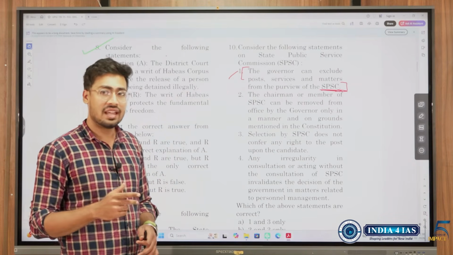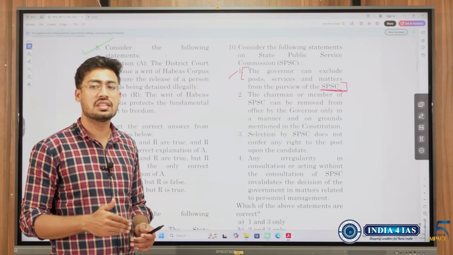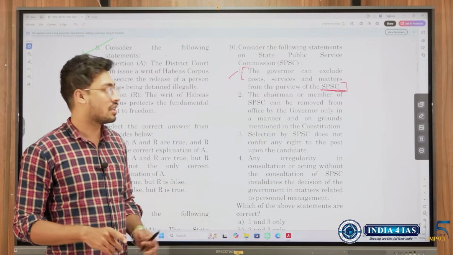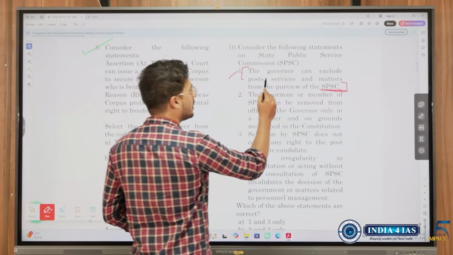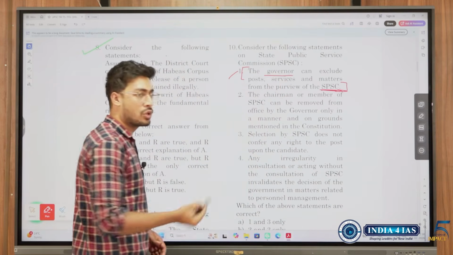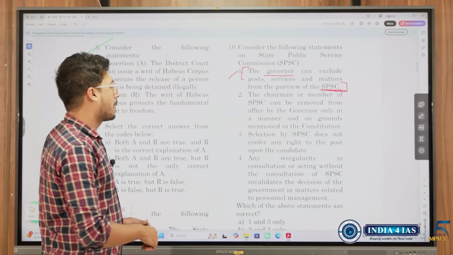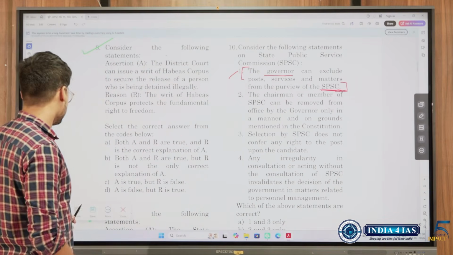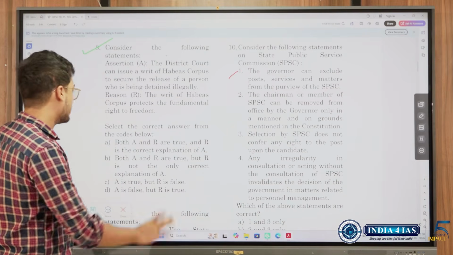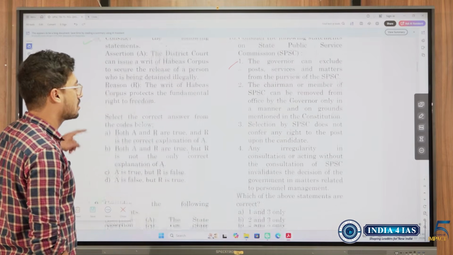So it is actually the state legislature that will approve the changes with respect to excluding these services from SPSC. Like we studied, the jurisdiction of SPSC could be varied by the state legislature. So this is just a manifestation of it. But it is the Governor who shall be doing it, but he should get the approval of the state legislature. And the rest of the things are easy, I'll leave it to you, because these are questions directly picked from your notes or your Lakshmikant.